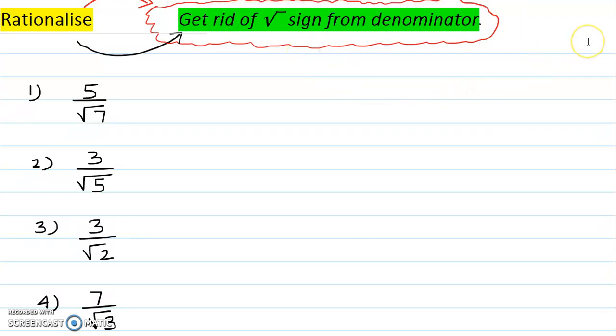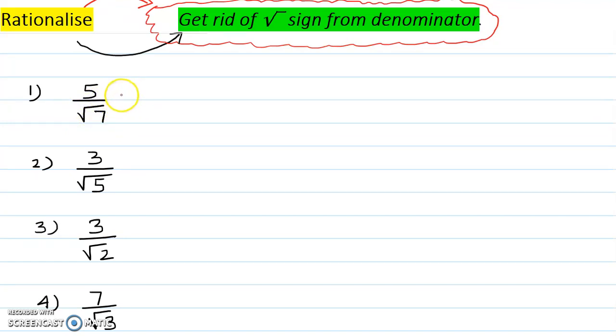So here's the question. Here we are going to rationalize. So what does rationalize mean? Rationalize means, in simple layman's language, getting rid of a square root sign from the denominator. So like here it is 5 root 7. How can we get rid of the square root sign from here? That we need to think.